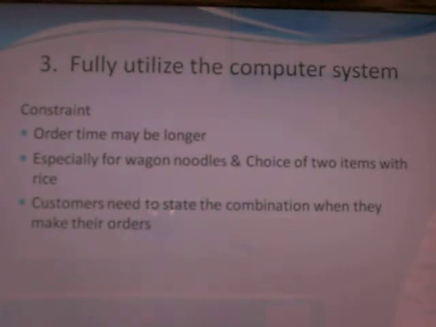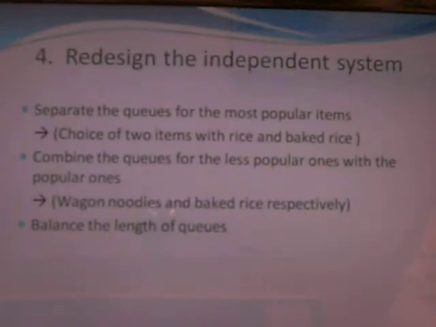Yet, with well-trained cashiers and setup of more counters as mentioned before, extra time needed for dealing with the orders is minimized. The last way we suggest to ease the queuing problem is to redesign the independent system. By redesigning the independent system, we mean to separate the queues for the most popular items, which are the choice of 2 items with rice and baked rice in our case, and combine the queues of the less popular ones with the popular ones, such as vegan noodles and baked rice respectively.